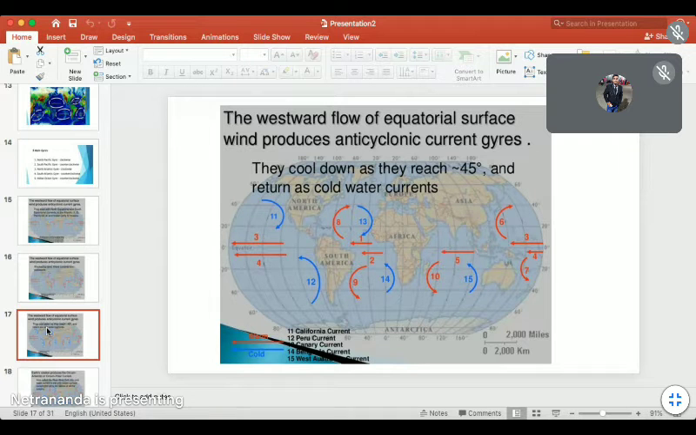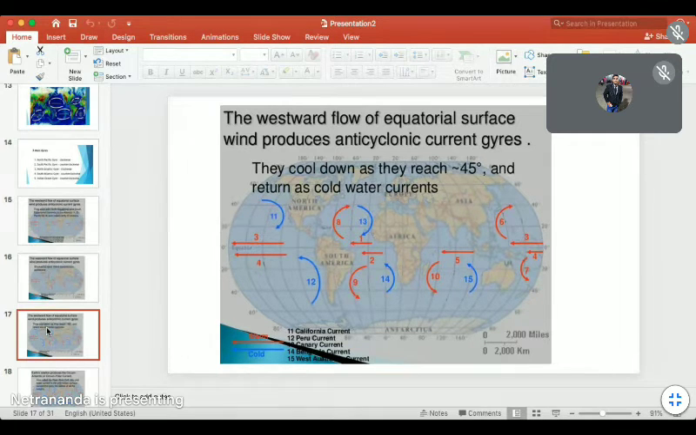Okay, so when you understand all this, then when it touches a land area, it is blocked and then turns poleward. And the 6th and 8th went poleward towards the pole side of the northern hemisphere, and 7, 9 and 10 towards the southern side, and then they cool down as they reach the 45-degree latitude and return as cold water.